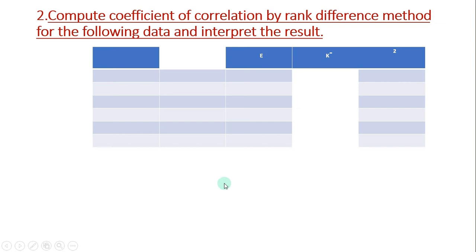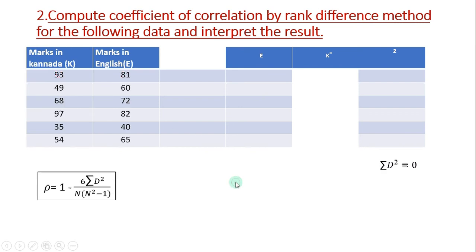Now second, compute the coefficient of correlation by rank difference method for the following data. Interpret the result. Here are two scores, in Kannada and English. Six students got scores in Kannada as well as English. Now we have to give the rank for Kannada. This is the first one. First rank, your 97. Like that, as usual, you have to give the rank for Kannada and also the rank for English.